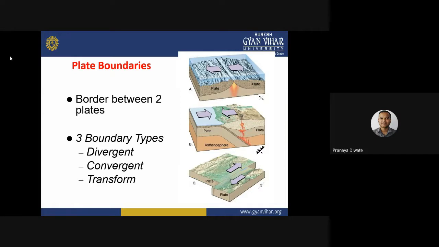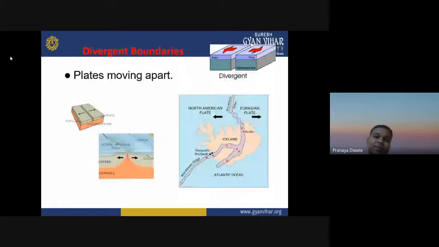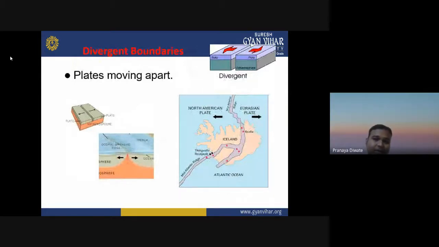So when the plates are moving apart, that is known as the divergent plate boundary. Then when the plates are coming together, that is the convergent plate boundary. So divergent and convergent are different kinds of boundaries.